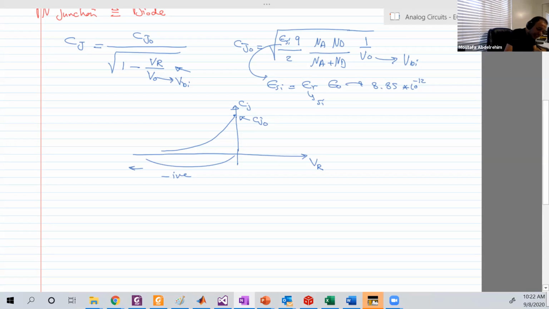And why is it not linear? Because there is a square root, and also it's in the denominator of this relation. Okay.